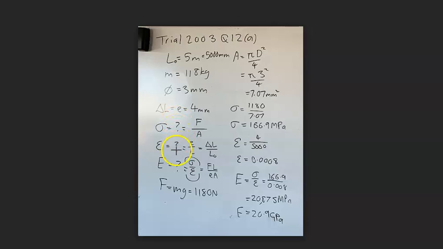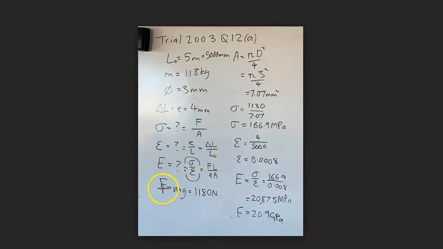We haven't been given the strain, but we know the formula for stress is force over area. We know the formula for strain is either extension over length, or change in length divided by original length. The formula for Young's modulus of elasticity is either stress over strain or FL over EA. We haven't been given that, we have to calculate that.